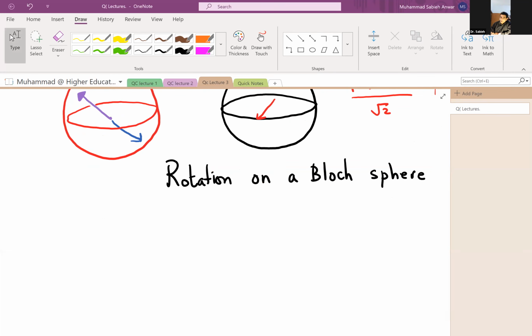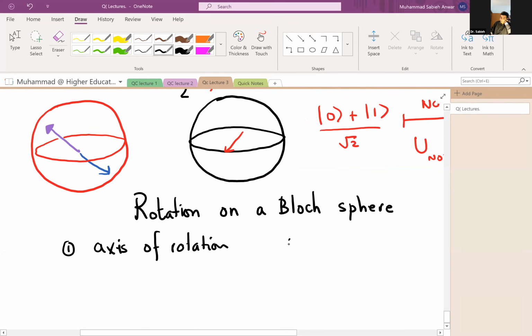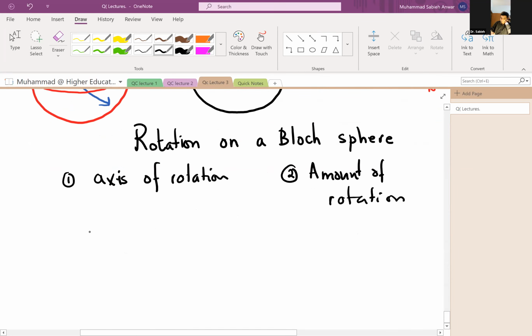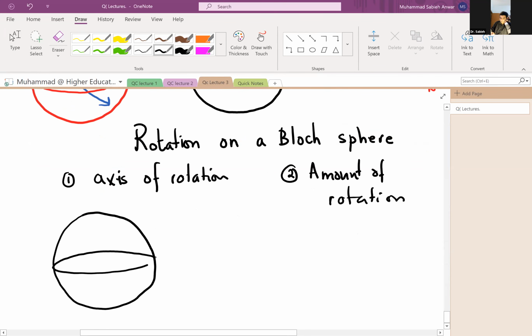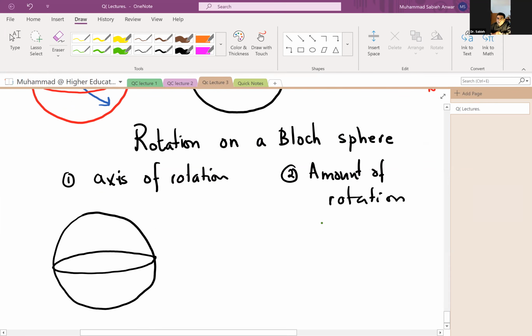When you talk about a rotation, you need to define two things. The first thing is the axis of rotation. And the second thing you need to define is the amount of rotation. So now, if I take the quantum NOT gate again, I need to define an axis of rotation. Can you predict what would be the axis of rotation for a NOT gate?